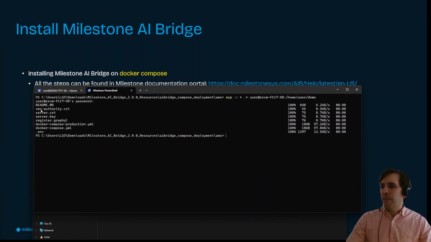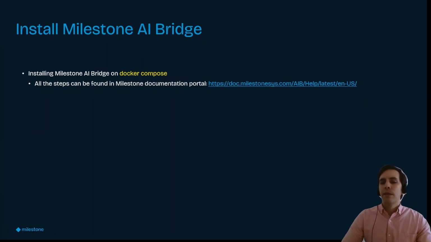And now we can see from here that all of the content has been copied into the Linux box. Now that we have copied all of the files to the Linux host, we can install AI Bridge using Docker Compose. Let's see how to do it.